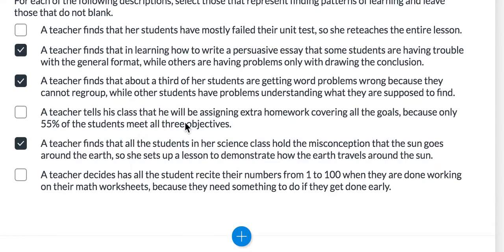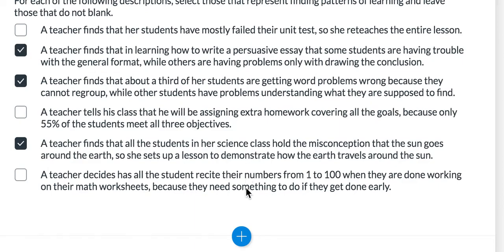Going on here, the teacher tells his class that he will be assigning extra homework covering all the goals because only 55% of the students met all three objectives. You could argue that that kind of does it. But it doesn't fit with why he is assigning extra homework covering all the goals, because over half the students met all three goals. So why are you giving the whole class homework again, right? It's not really a pattern per se, because it's not broken down by objectives. If it were, then it would work.